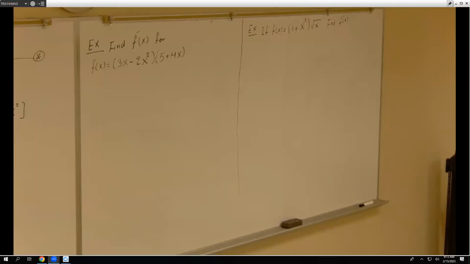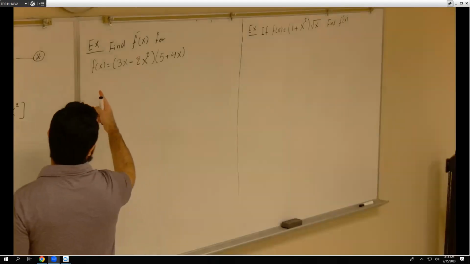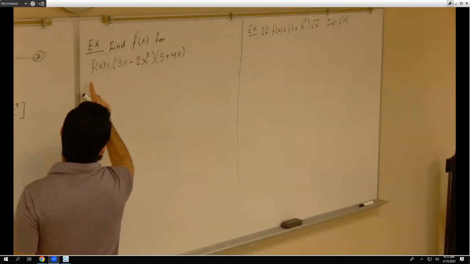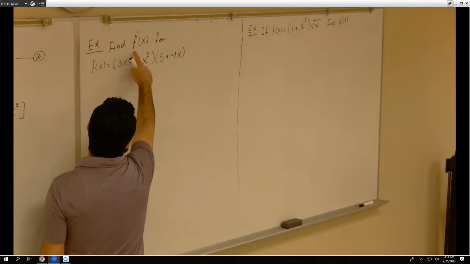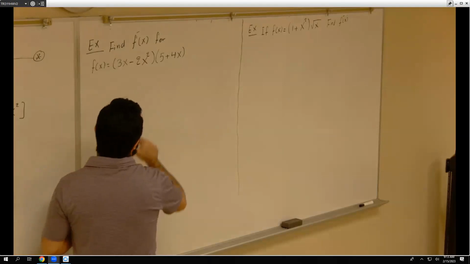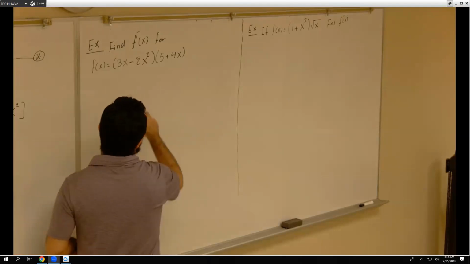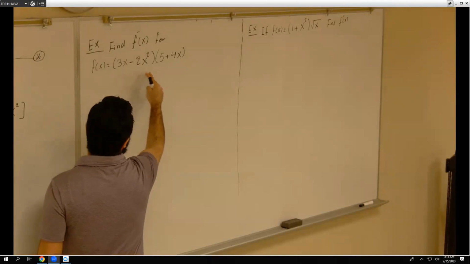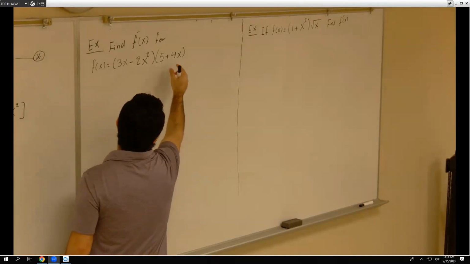Find f prime of x, which means the derivative. You will see f prime, which means the derivative, or you're going to see d over dx. So now we need to find the derivative f prime for f of x. We have two functions, and the product, it's a dot between these two functions. This is f of x. This looks like the g of x, the second one.